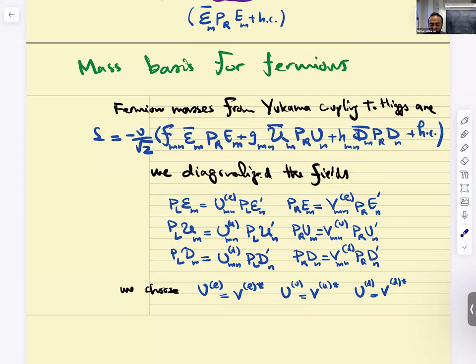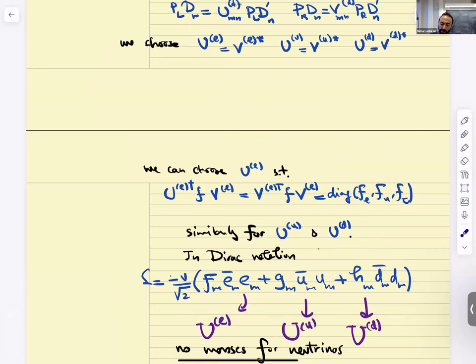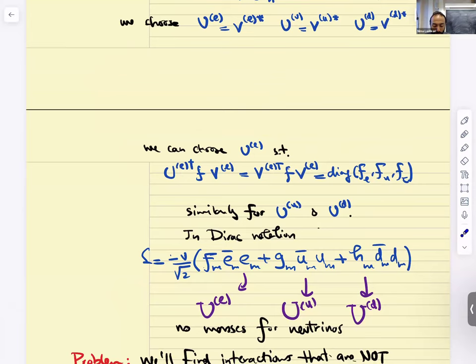Now, if you want this cancellation to happen, you have to do the same thing for these curly versions, right? With some V_mn, and you pick these guys to be star of each other. Not Hermitian conjugate, but complex conjugate of each other, right? And you could explicitly check that it all works out. You could diagonalize them. Once you diagonalize them, you get F_e, F_mu, F_tau, the masses you get. You get masses F_m for leptons, U_m and D_m for quarks. There are no masses for neutrinos, right?